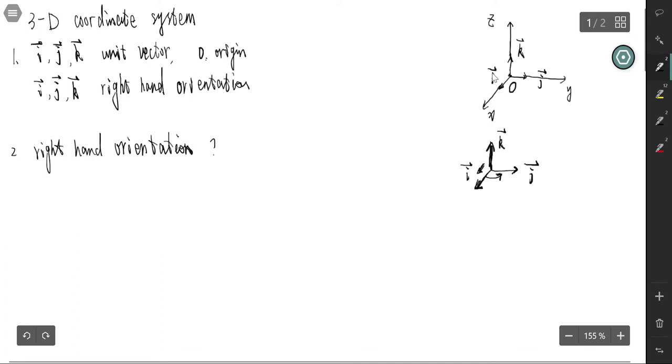We point our fingers to the positive direction of the first vector, then curl our fingers 90 degrees counterclockwise to the second vector. Our thumb points to the positive direction of the third vector. That's the right-hand orientation. I, J, K should follow the right-hand orientation.